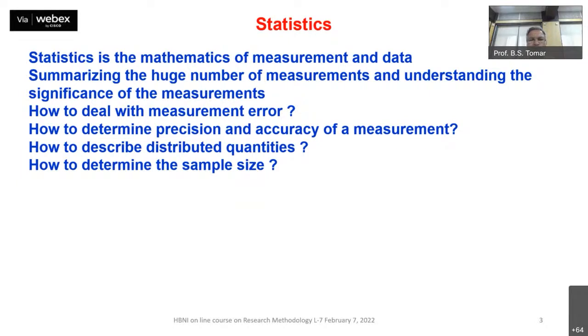Summarizing the huge number of measurements and understanding the significance of the measurements. So we have a large number of data. What do we make out of this data? Then how to deal with the measurement error. Whatever number you have got, how to quote the error on that and what does that error mean? Then how to determine the precision and accuracy of a measurement also comes out of the statistical analysis.